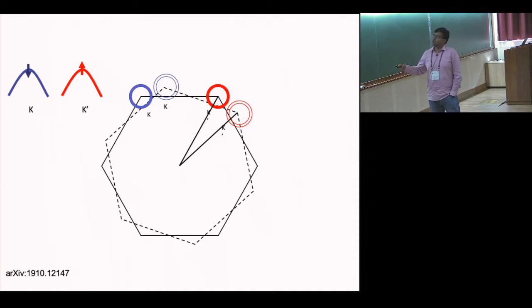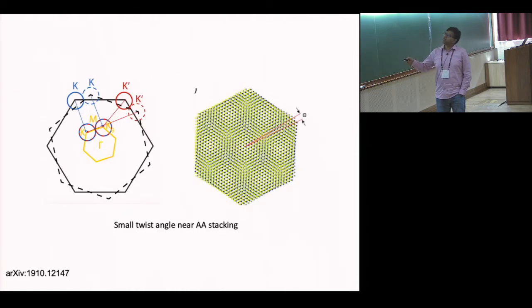Now, what we do is we do the usual business of taking a second of these layers, putting them on top of each other, twisting them by some small angle, and then looking and seeing what is the emergent band structure that arises from this system. And so here's a picture.